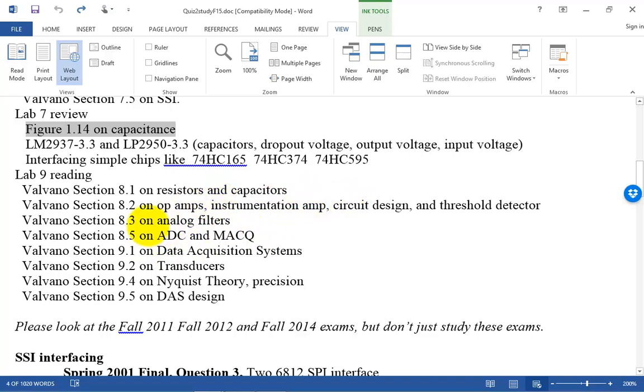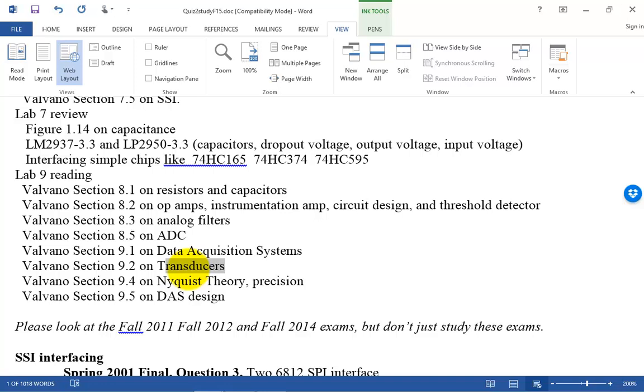What's a resistor, what's a capacitor, op amps, instrumentation amps, circuits, threshold detectors, analog filters, the A to D converter. I didn't really talk about the MAC, so I probably won't ask it. But data acquisition systems, transducers, the Nyquist theorem, not the Valvano principle, clearly. And the design process. Okay. Overview questions on, is it on the exam, is it not on the exam? So with a focus on labs 5, 6, and 9 would be my advice.